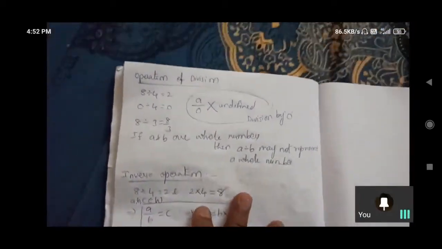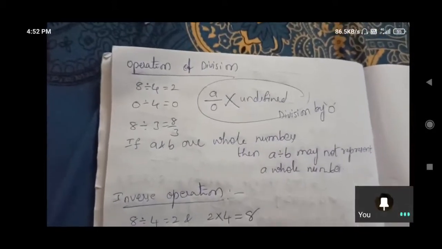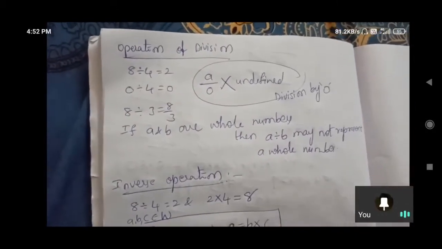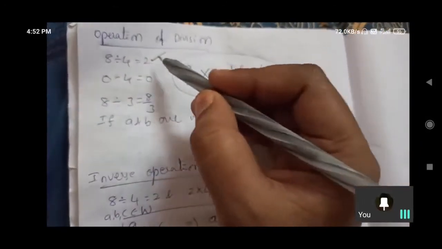So 8 divided by 4, we'll get 2. Yes, 8 and 4 are whole numbers. Then what about the result? That is also a whole number.